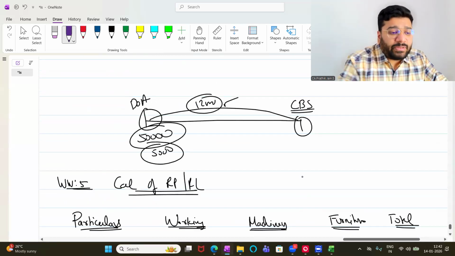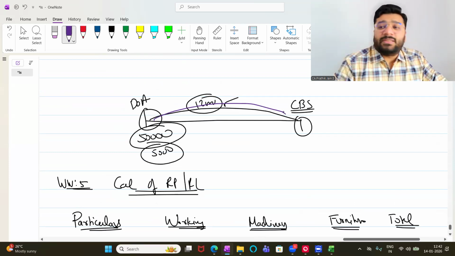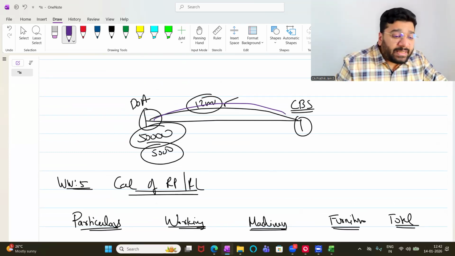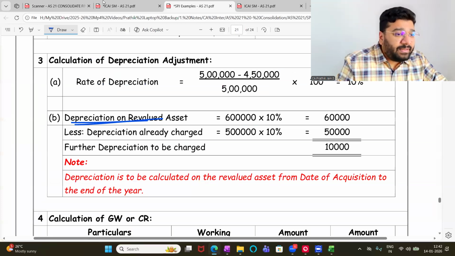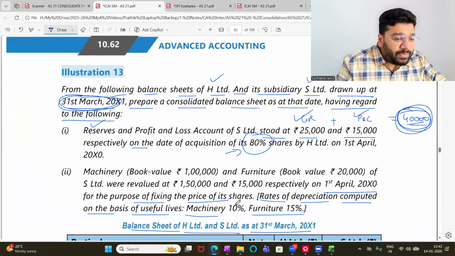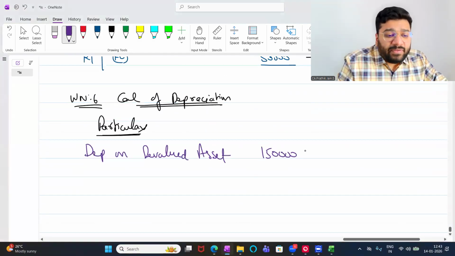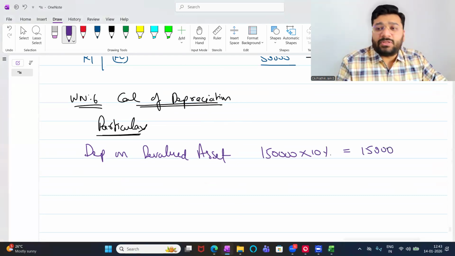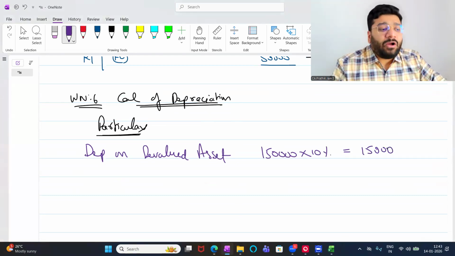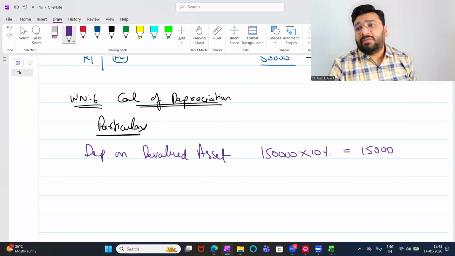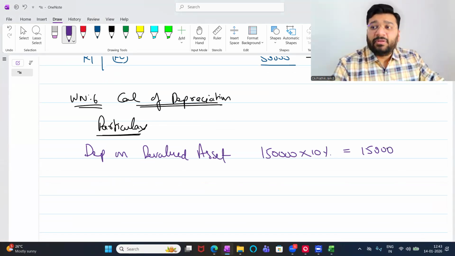On the date of acquisition, you have used this for how many months? 12 months. So I have to charge depreciation for 12 months. What is the percentage? Percentage given is 10%. So 1,50,000 into 10%. How much is the depreciation amount? 15,000. Yes or no? If I record the entire 15,000 as depreciation, will it be right or wrong? It will be wrong.